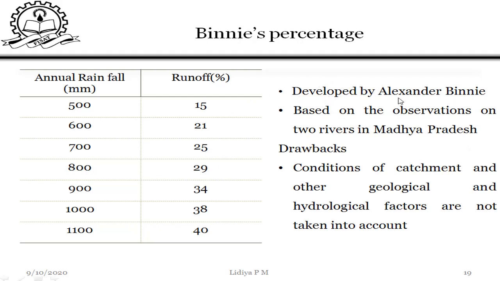This table was developed by Alexander Binney, based on the observation of two rivers in Madhya Pradesh. This represents the annual rainfall, and the runoff we can calculate using the percentage. So if the rainfall is 500 mm, the runoff will be 15%. The main drawback of this table is that conditions of the catchment and other geological and hydrological factors are not taken into consideration. That is, the area of the catchment or the type of soil is not considered in this method.